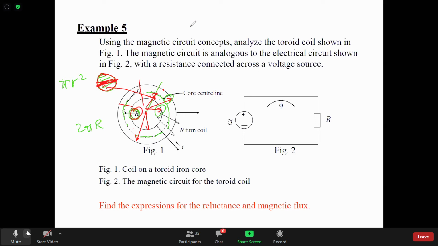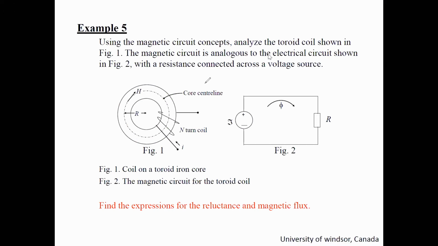Any other questions? So basically here I'm just highlighting that you need to be careful about the cross-sectional area and also the average length for different shapes. Usually the typical shape for a magnetic core is rectangular, but in case you have different shapes, be careful about how to find the cross-sectional area.